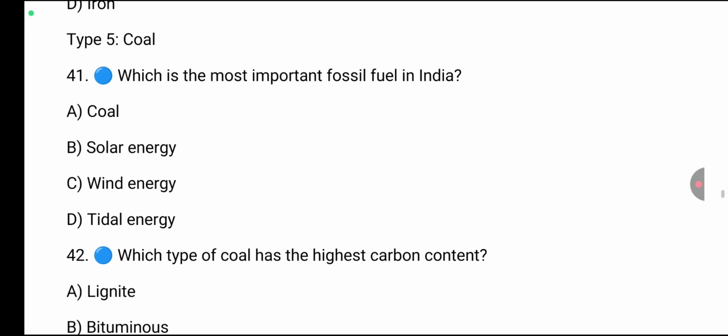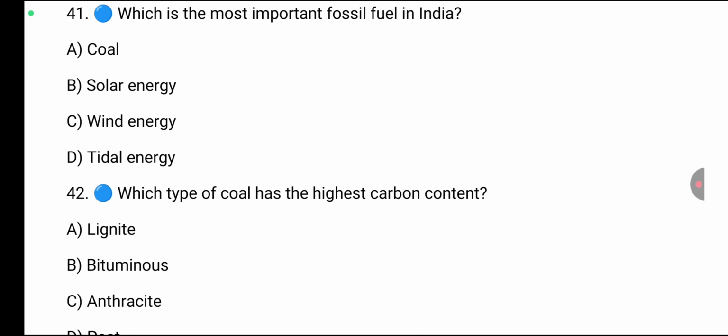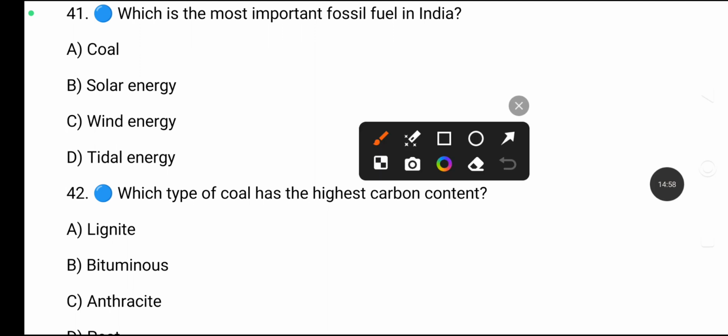Now moving on to question number 41. Which is the most important fossil fuel in India? It is given: coal, solar energy, wind energy, tidal energy. That is answer A, coal.